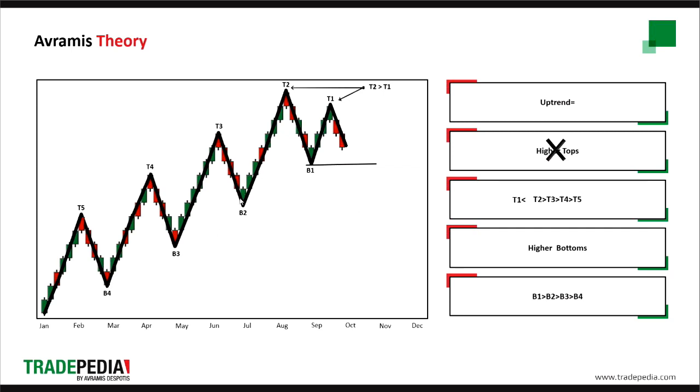And for anyone wanting to sell, this is where he should be going short. So at the move below B1, I should close all my long positions and go short. This is the sign of weakness, and this is the confirmation of the reversal.